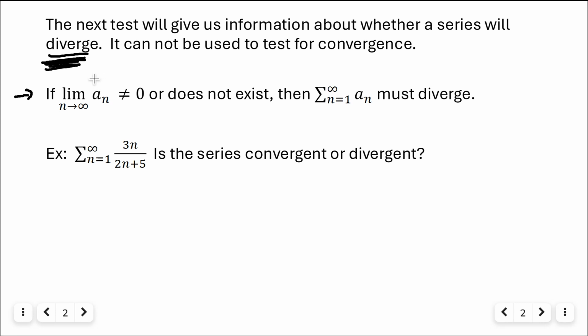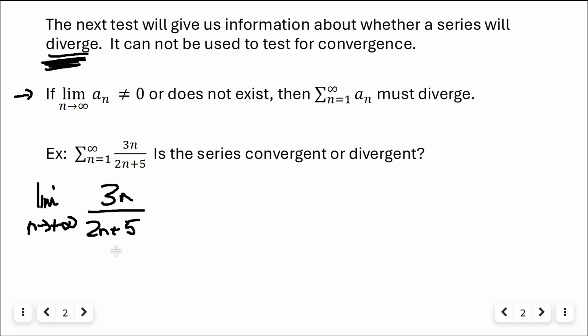All this test is saying is if you take the limit as n approaches infinity of the nth term of the series and it doesn't equal 0 or doesn't exist, then the series has to diverge and you don't have to do any more. If you get 0, then the test tells you absolutely nothing. Here's an example. I want to take this series and figure out if it converges or diverges. The first thing we're going to do, and it's always a good thing to try, is take the limit as n approaches infinity of 3n over 2n plus 5.